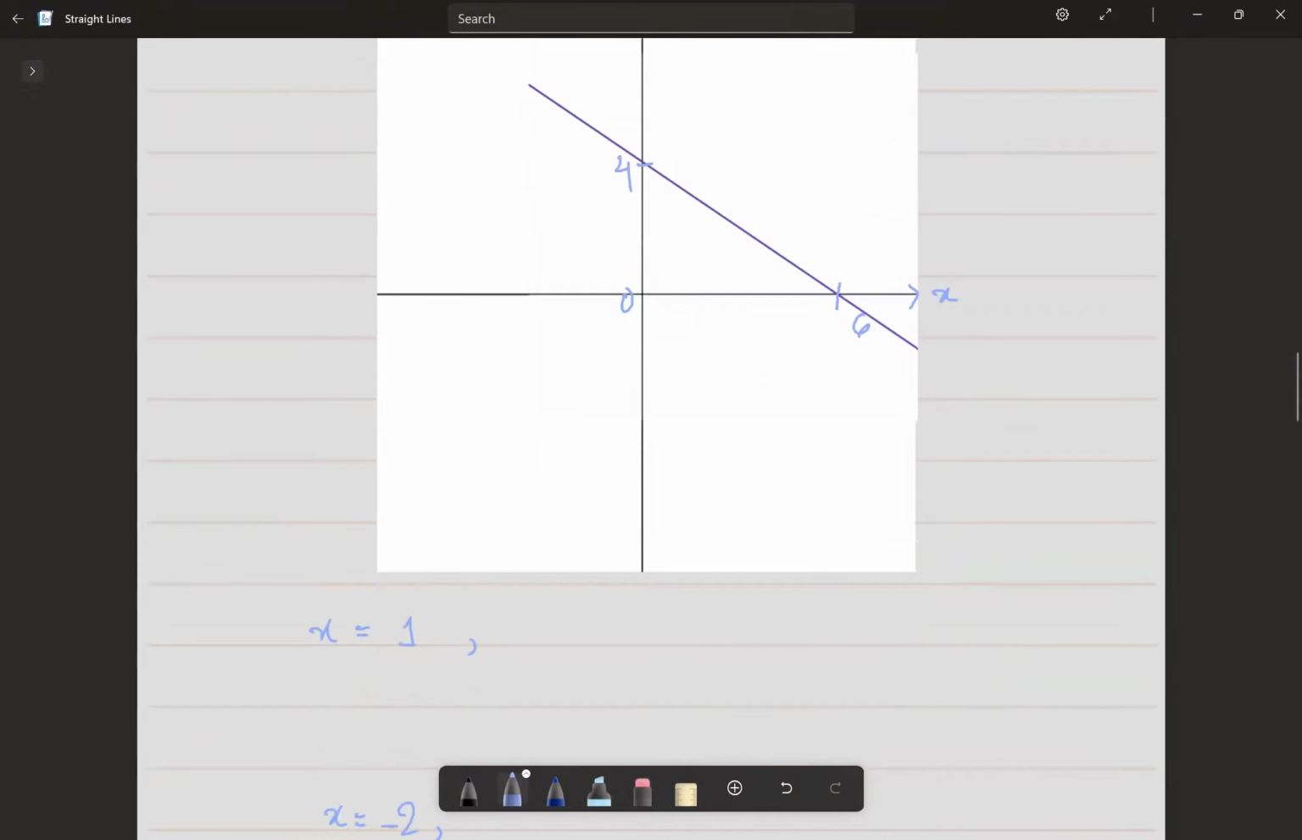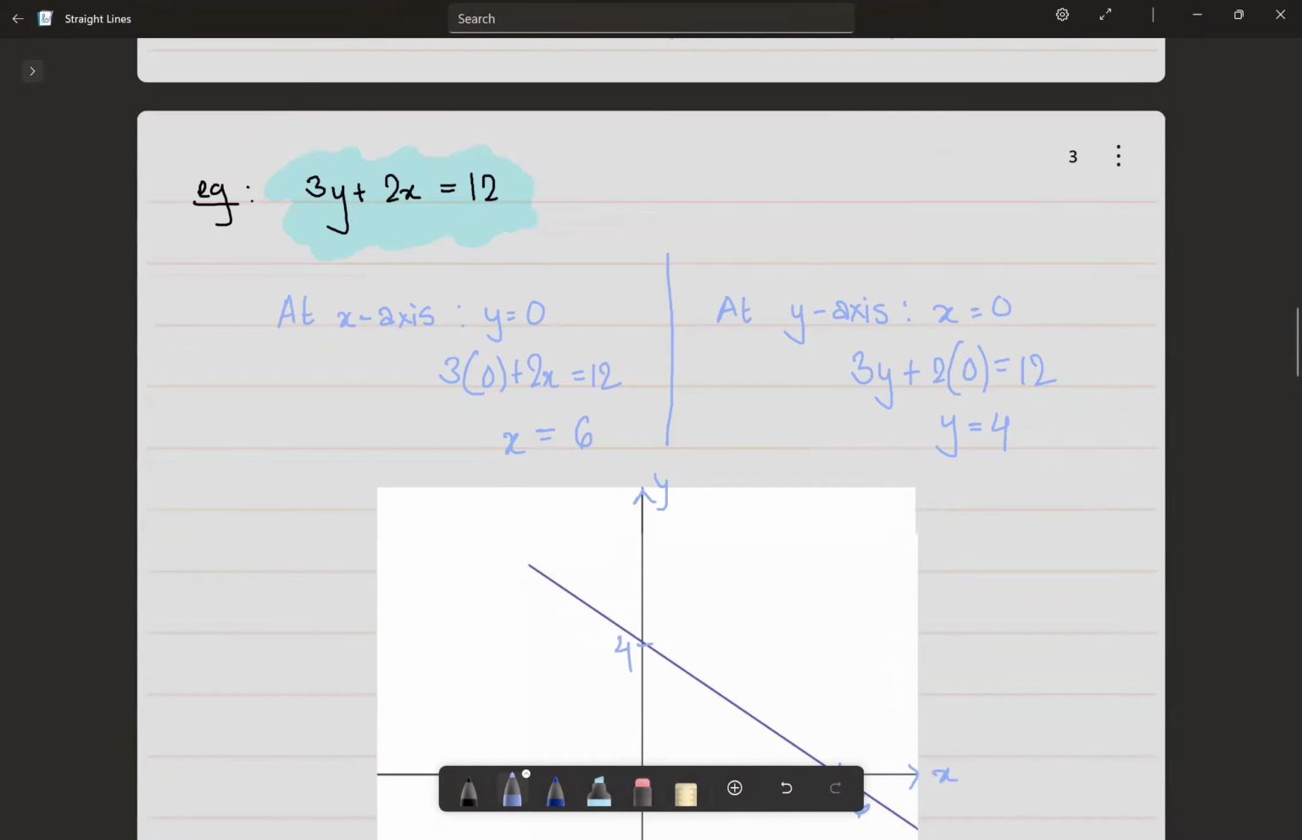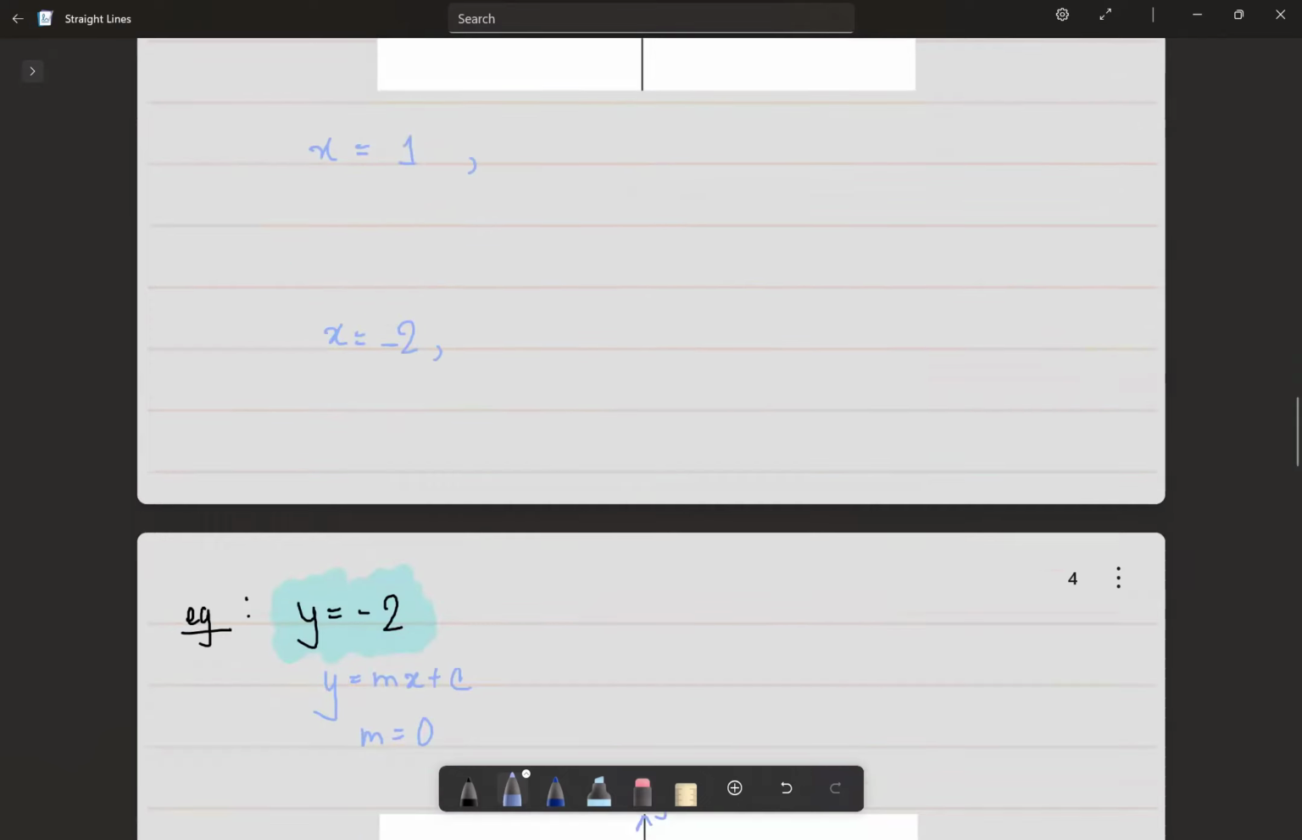All we need to do is, in the given equation, in place of x, put 1 and minus 2. If we want, we can also take 0, but taking 0 will give us y is equal to 4 again. So if we put 1 in place of x, we get 3y plus 2 into 1 is equal to 12. So 3y is equal to 10, which gives us y is equal to 10 by 3.